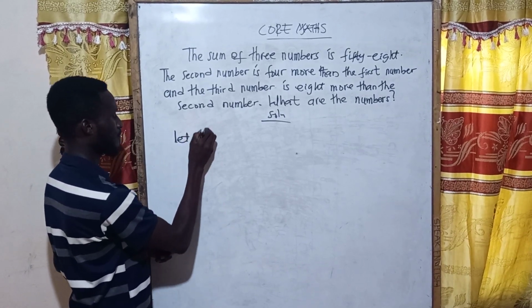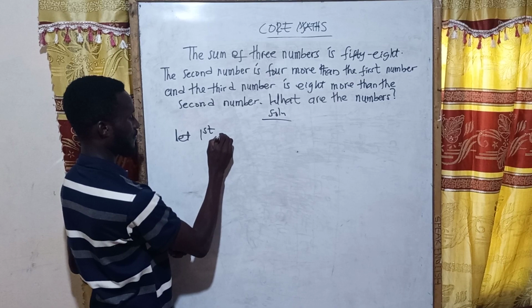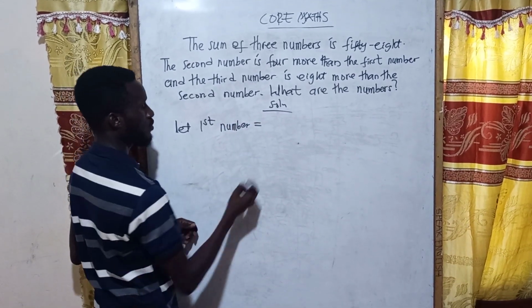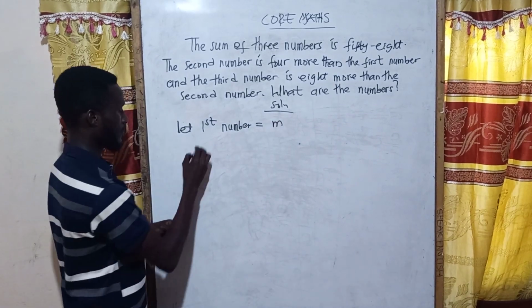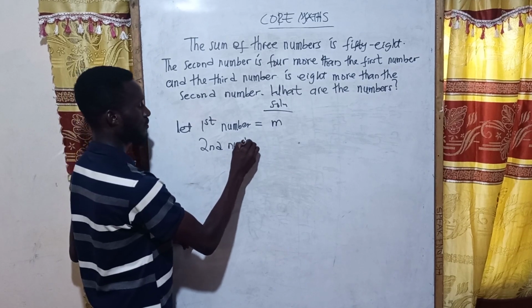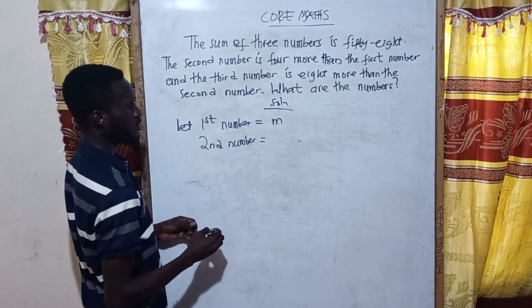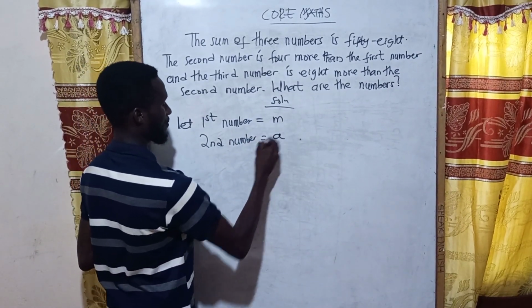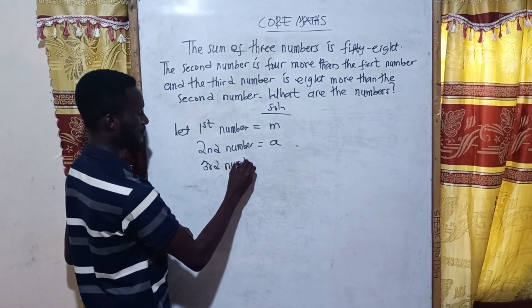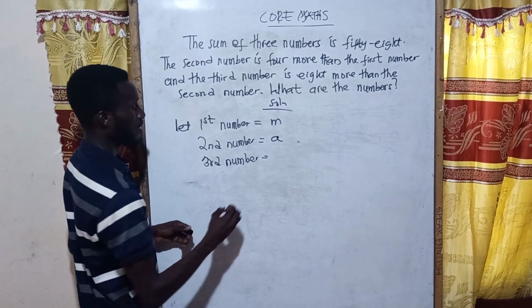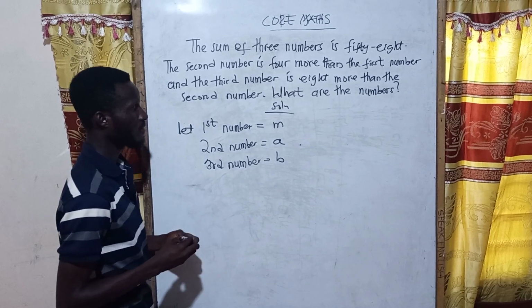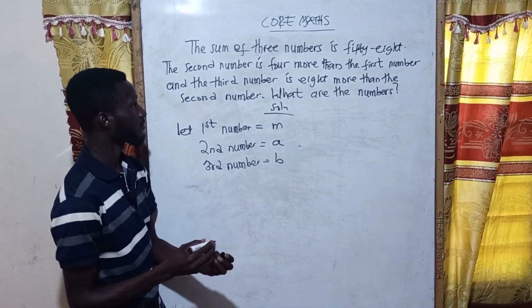Let the first number be equal to m. Now, the second number be equal to a. And the third number be equal to b. Now, so these are the numbers.